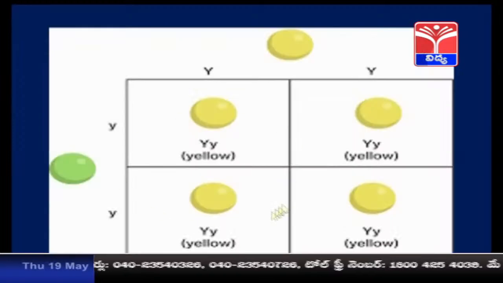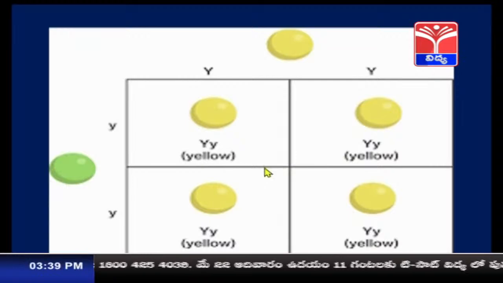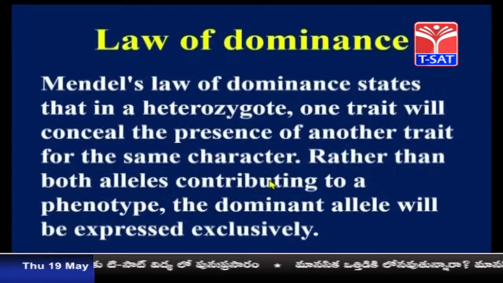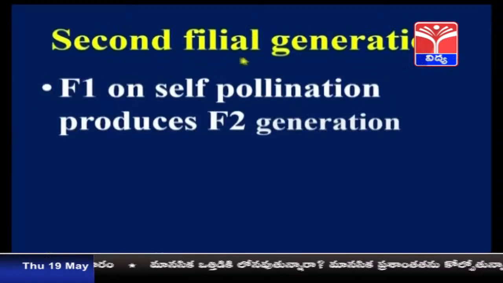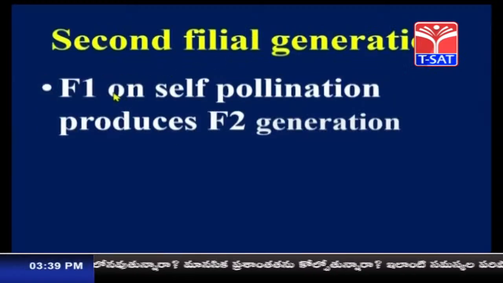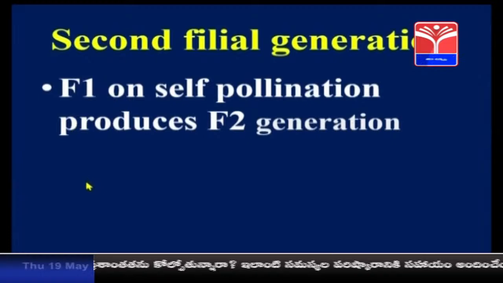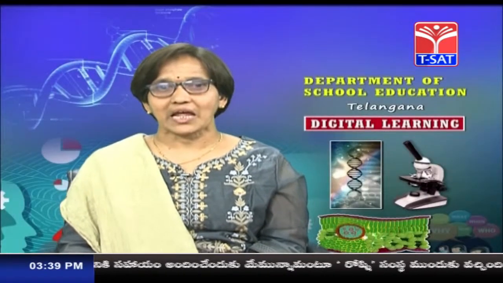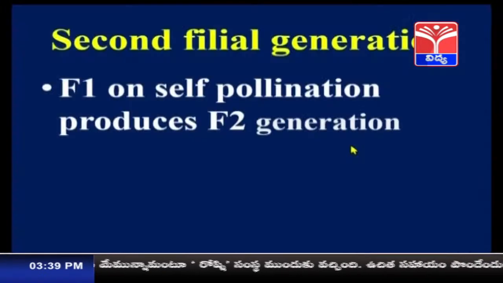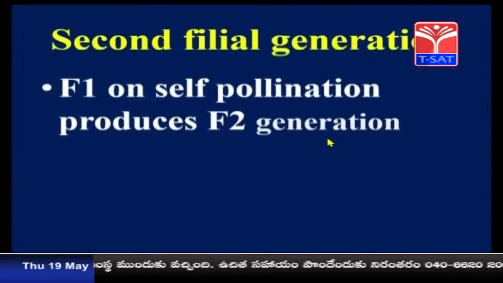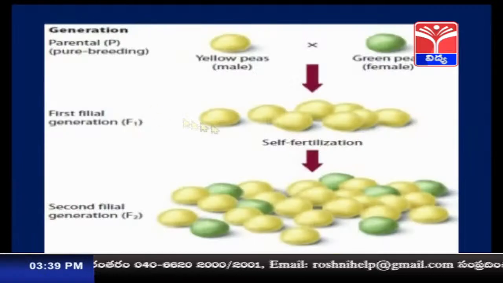Now if you are talking about these F1 plants, all are the plants with yellow seeds. Suppose you are talking about selfing of these, then that is called second filial generation. If F1 generation plants are allowed to go with self pollination, which we call selfing, then we get F2 generation. So what will be the color of the seeds in the F2 generation? Let us see over here.